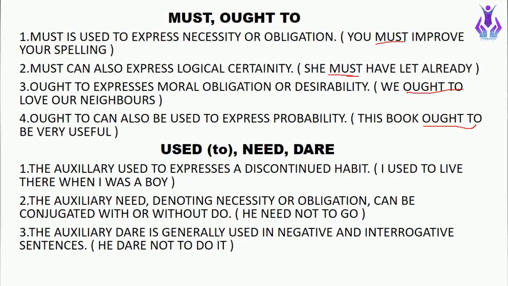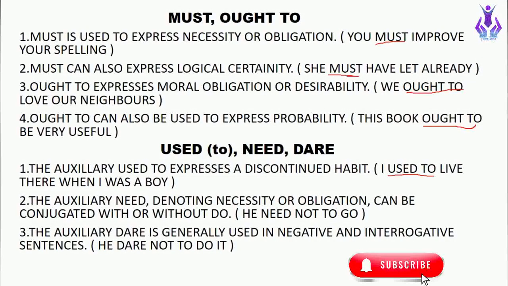Okay, the next ones are used to, need or dare. These are our auxiliaries. The auxiliary used to expresses a discontinued habit. There is a certain habit in the past, but now it is discontinued. So to express certain discontinued habits or activities, we put used to. For example, I used to live there when I was a boy. It was a past habit that I lived there, but now I don't live there. So we put, I used to live there when I was a boy.